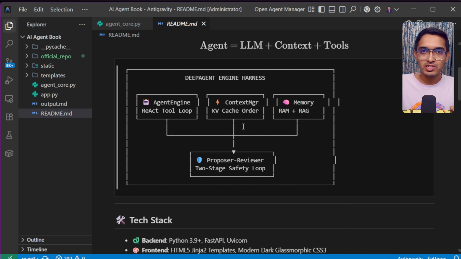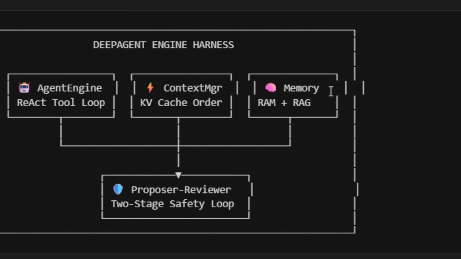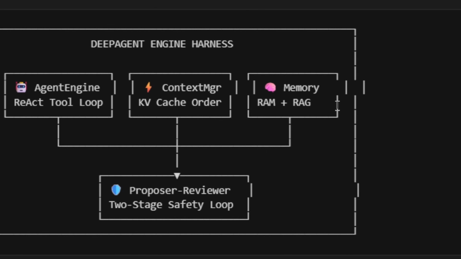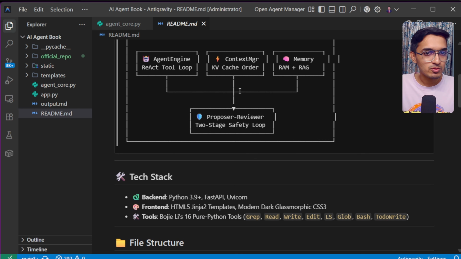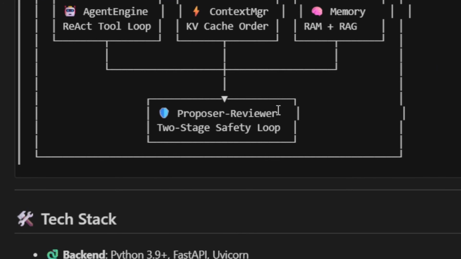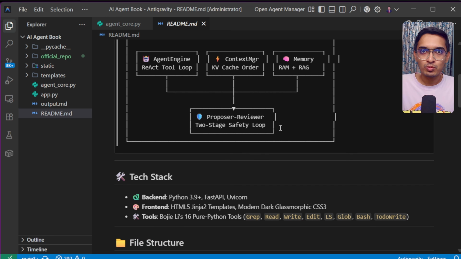And last but not the least, I'll be checking the memory design patterns, where we'll use our RAM combined with the RAG architectures to save the user and agentic interaction summaries. And finally, the outputs given by all these systems would be reviewed by a proposer-reviewer system, which is a 2-stage safety loop, again according to the design that is specified in the repository.